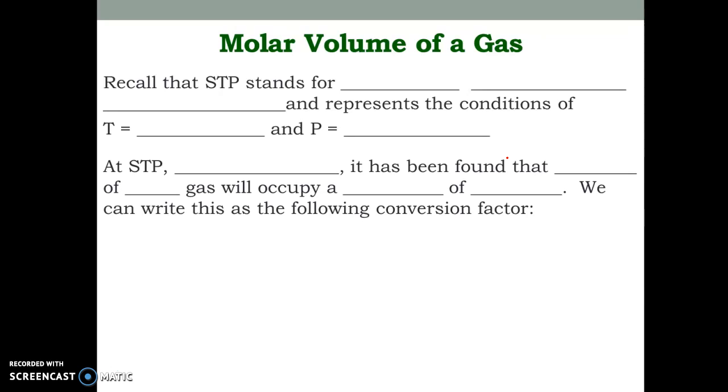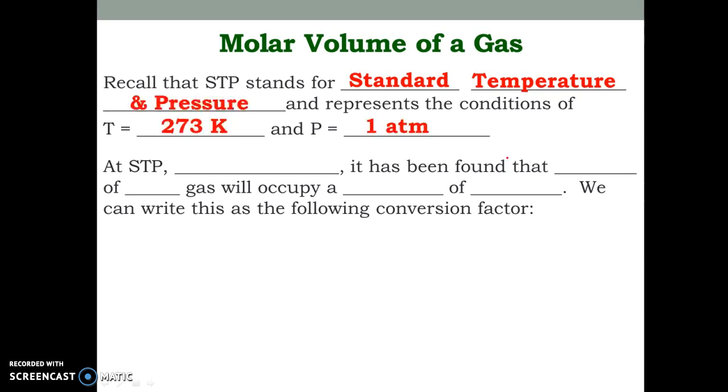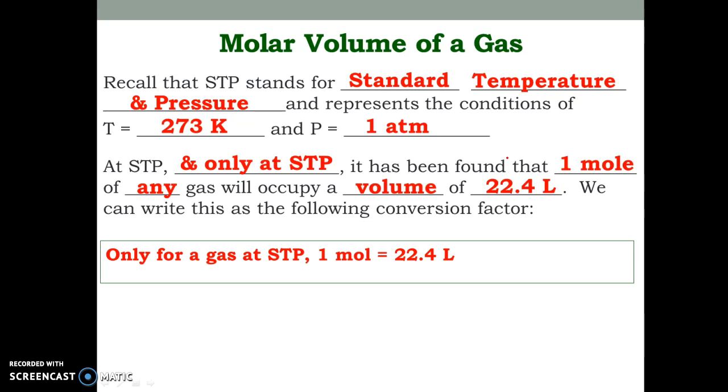Starting on our notes, recall that STP stands for standard temperature and pressure and represents conditions of 273 kelvins and 1 atmosphere pressure. At STP, and only at STP, it has been found that 1 mole of any gas will occupy a volume of 22.4 liters. So we can write this as a conversion factor, where 1 mole equals 22.4 liters, or 22.4 liters equals 1 mole.